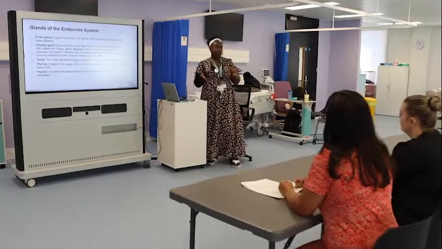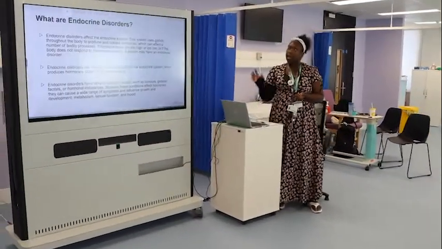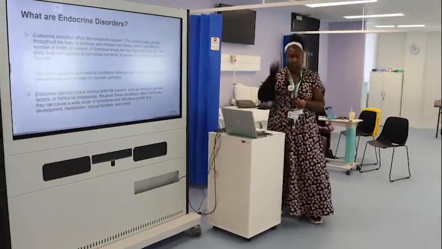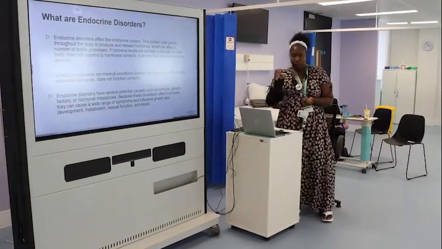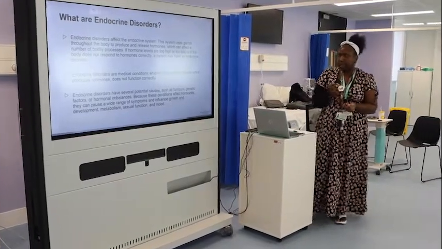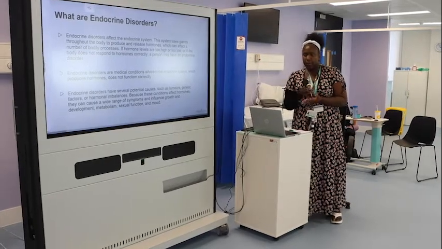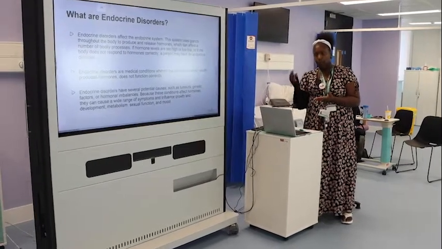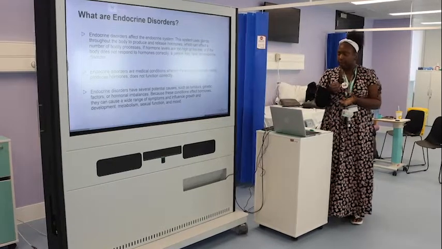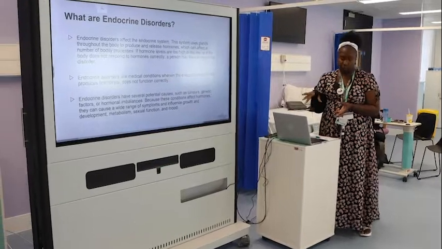Okay. So now that you have an idea of what the glands of the endocrine system are and what the endocrine system is, I'm going to talk about endocrine disorders. Okay, so endocrine disorders are disorders that affect the entire endocrine system. The system uses glands throughout the body, as I've already explained, and if these hormone levels are too high or too low or not present, a person may have or may be thought of to have an endocrine disorder.